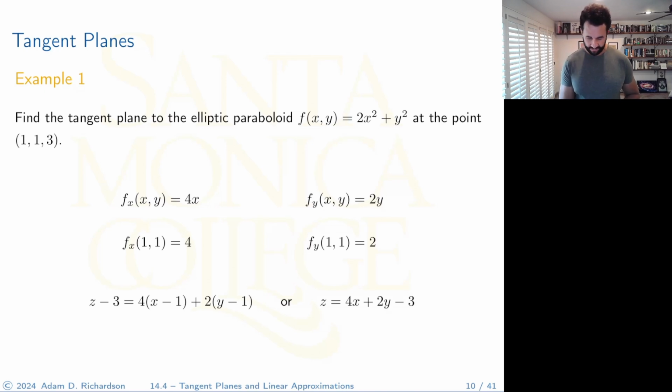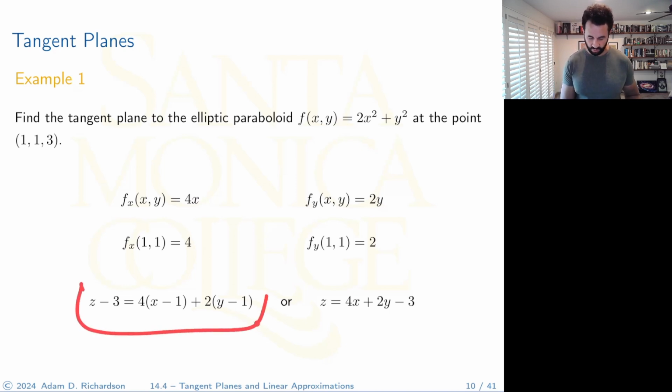Let's see. Here's the partial with respect to x. Makes sense. Here's the partial with respect to y. Makes sense. Evaluate at 1, 1. Now we have those two numbers and we're basically done. This is the point at which we computed those slopes, those derivatives.